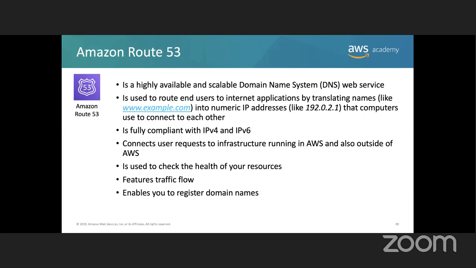So Amazon Route 53 is a super high-level Domain Name System, the DNS. That's the DNS service of AWS. It's a web service used to route end users to internet applications by translating names, for example www.example.com, into numeric IP addresses like 192.0.2.1 that computers use to connect to each other.